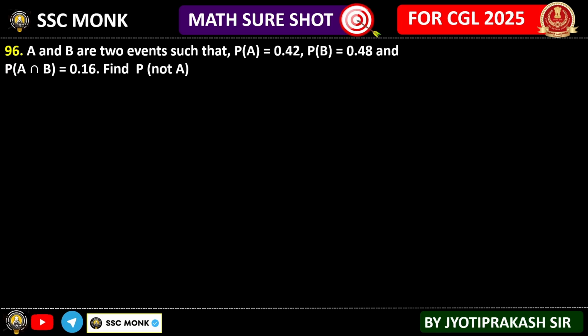Okay, A and B are two events such that probability of A is 0.42, probability of B is 0.48, and probability of A intersection B, that means the common, is 0.16. Find the probability of not A. Probability of not A is equal to 1 minus probability of A, that is equal to 0.58. If it is asked probability of not B, that means 1 minus 0.48, that is equal to 0.52. That is probability of not A. This is probability of not B.